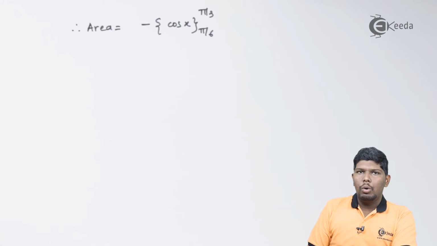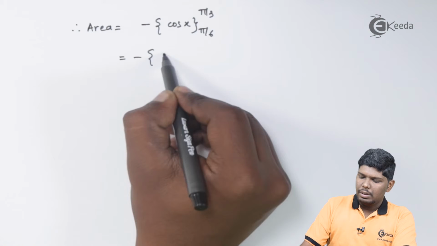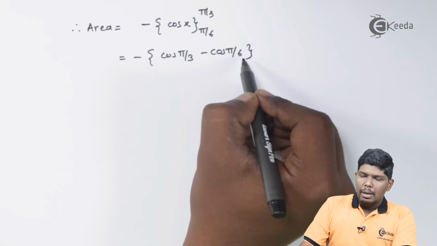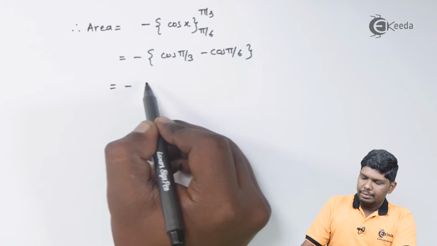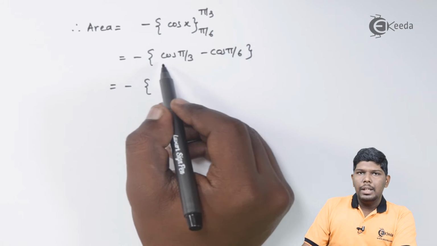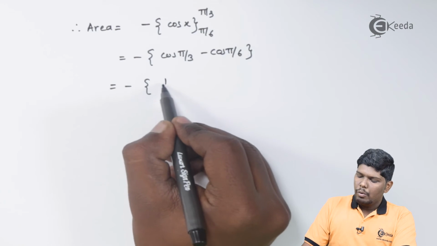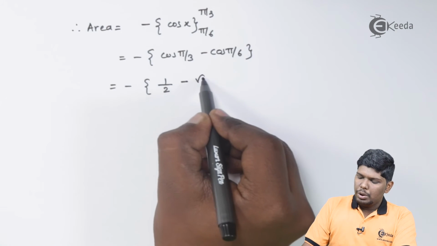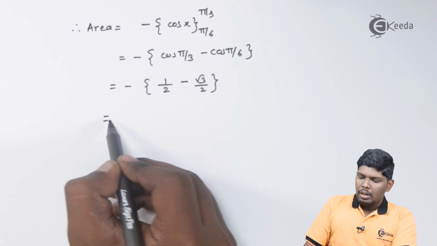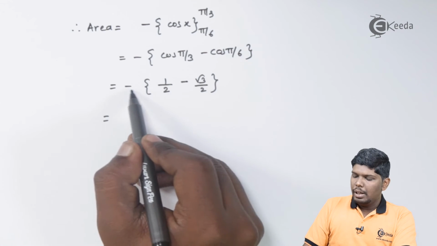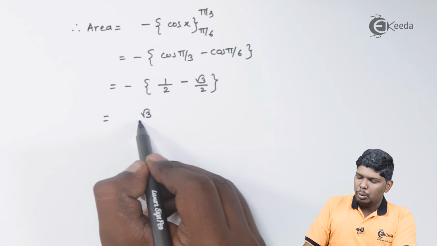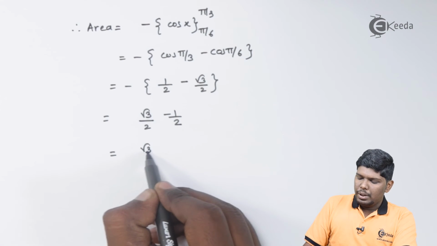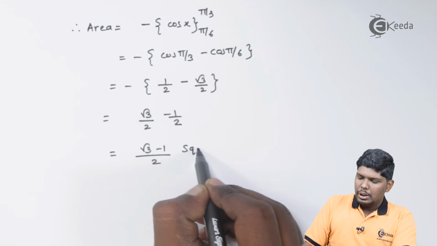On substituting upper and lower limits, we will get minus of cos pi by 3 minus cos pi by 6. Cos pi by 3 means cos 60, that will give you 1 upon 2. And cos pi by 6 means cos 30, that will give you root 3 upon 2. Giving minus sign to both terms, this will give you minus of minus root 3 by 2 as plus root 3 by 2, and this will become minus 1 by 2. So the final answer will be root 3 minus 1 upon 2 square units.